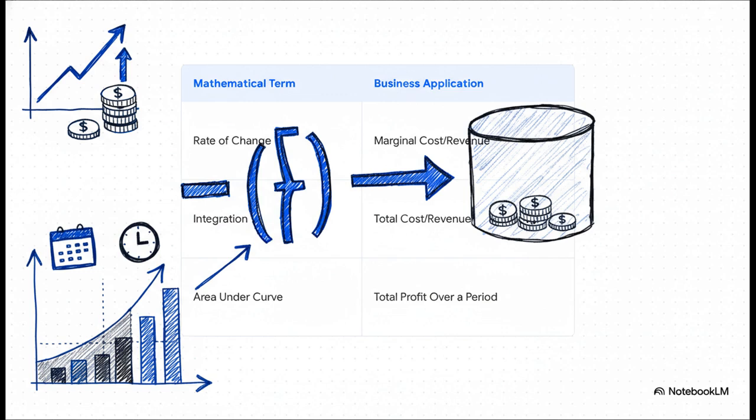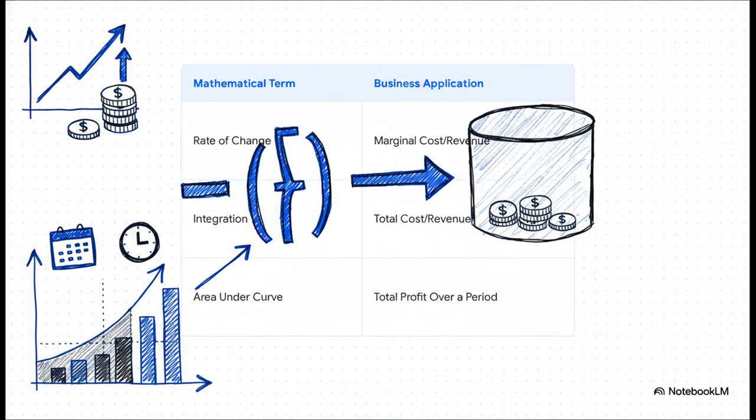On the left, you have the language of mathematics. That rate of change function we talked about, in business, that's your marginal cost or your marginal revenue, the cost or revenue from producing just one more unit. It's useful, but managers need the big picture. So we perform an integration. We find the antiderivative. And just like that, we're not talking about marginals anymore. We're talking about total cost and total revenue.